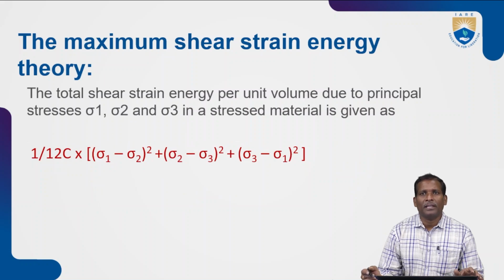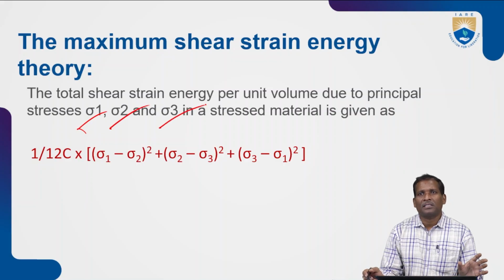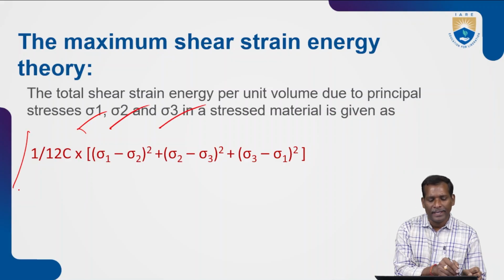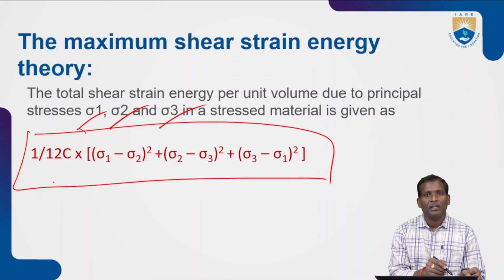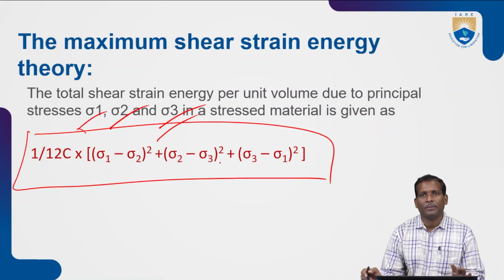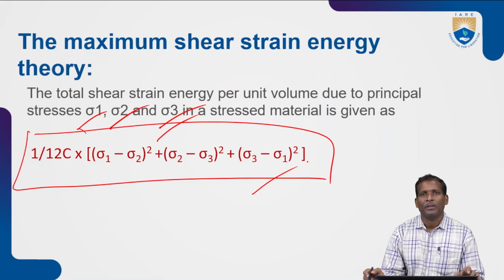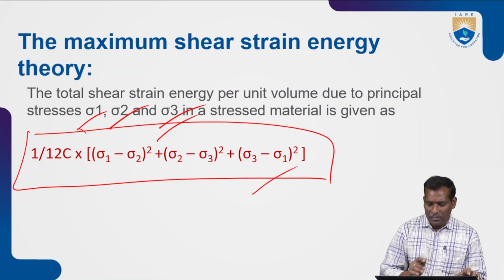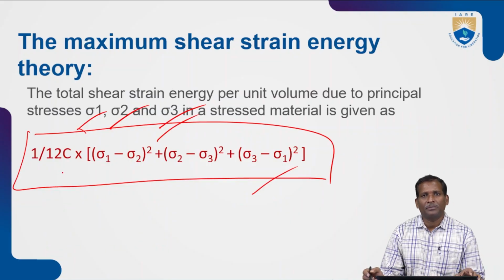So the total strain energy per unit volume due to principal stresses sigma 1, sigma 2 and sigma 3 in a stressed material is given as, you can write the equation, 1 by 12C into (sigma 1 minus sigma 2) whole square plus (sigma 2 minus sigma 3) whole square plus (sigma 3 minus sigma 1) whole square. Here C is the modulus of rigidity.